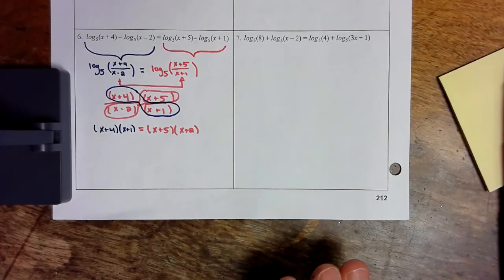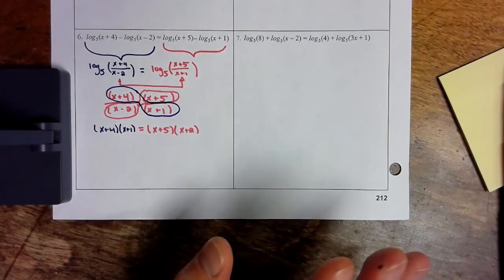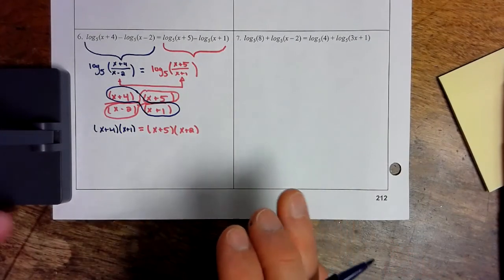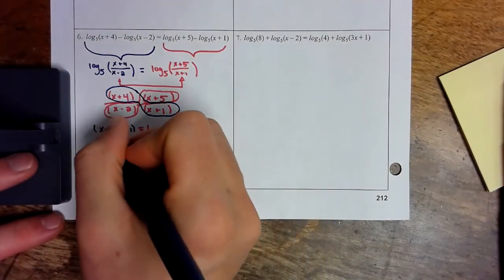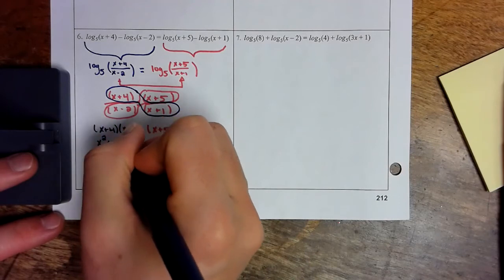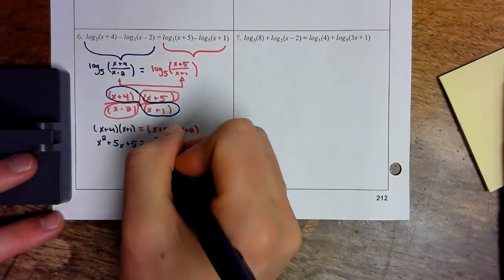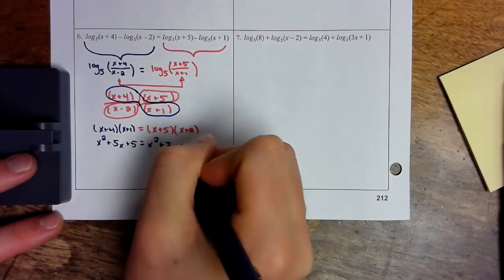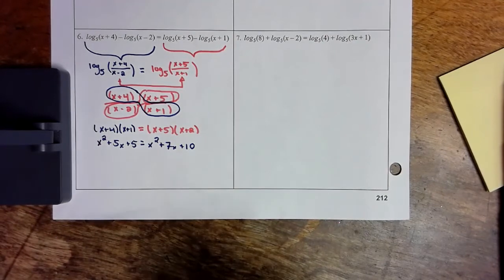Well, now what I want to do is we actually want to FOIL these, or use boxes to distribute them and get it to be some quadratic. So I'm going to get x squared plus, this would actually work out to be 5x plus 5, and it is equal to x squared plus 7x plus 10. And so now we see a quadratic too actually in standard form.